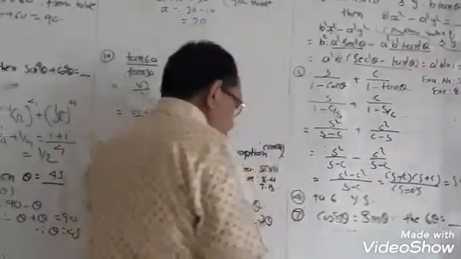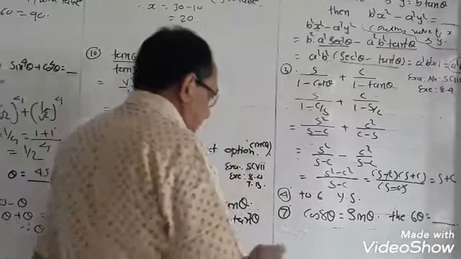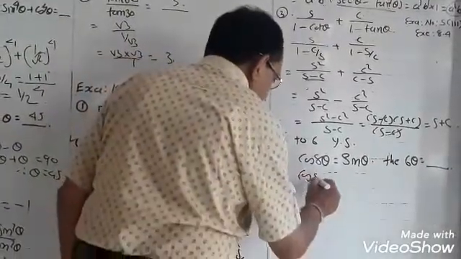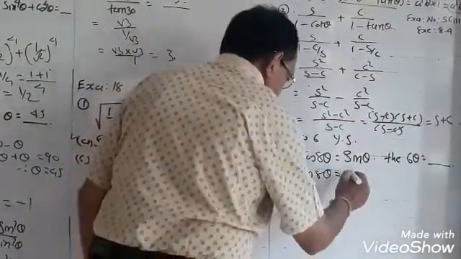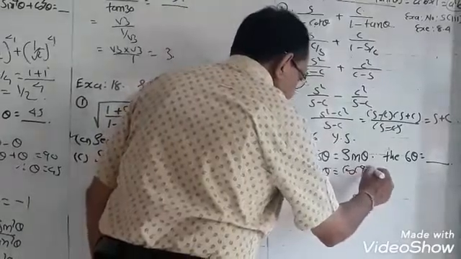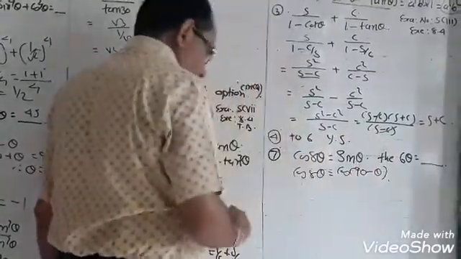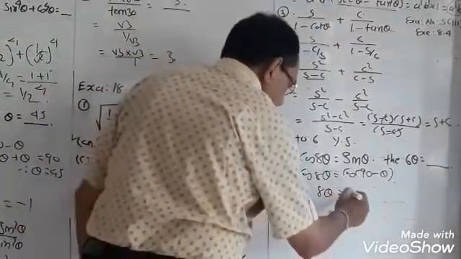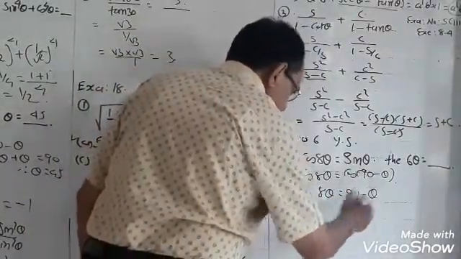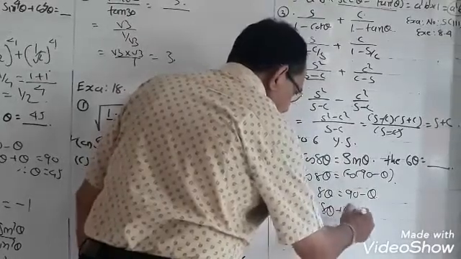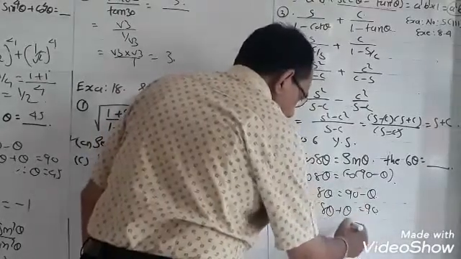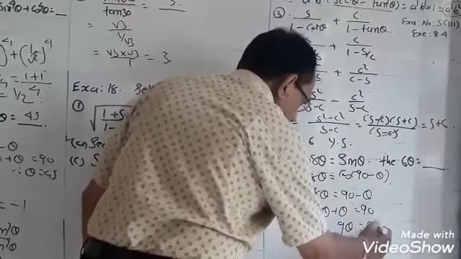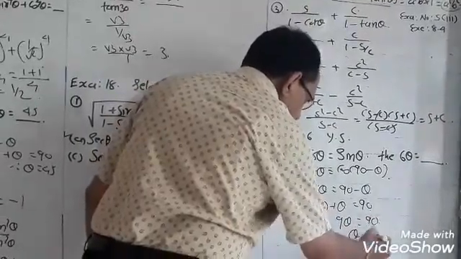Now example number 7. Cos 8 theta is equal to cos of 90 minus theta. Remove the cos from both sides. 8 theta is equal to 90 minus theta. 8 theta plus theta is equal to 90. 9 theta is equal to 90. Therefore theta is equal to 10.